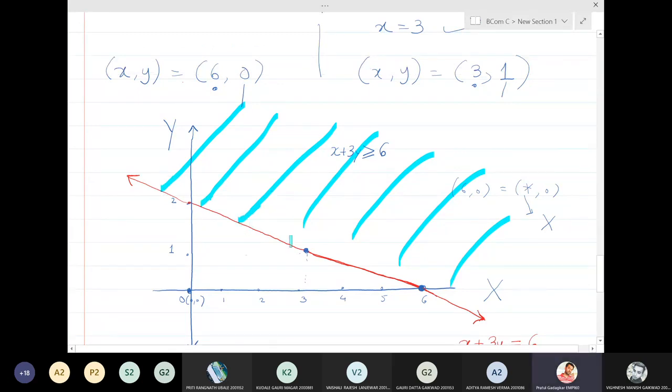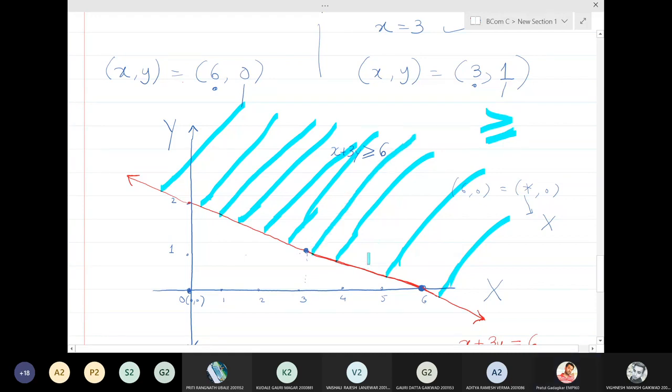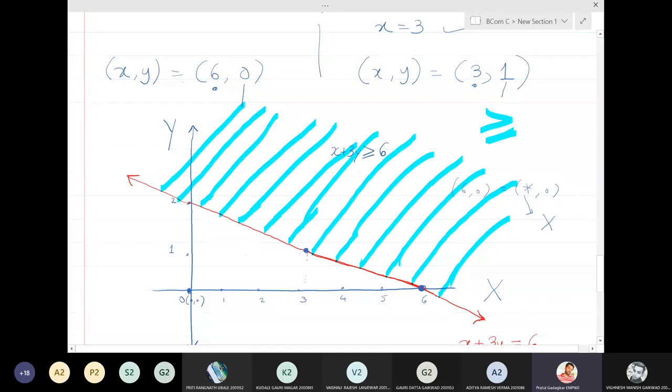In the last lectures, I have told you, when should your shading touch the line? If it is only greater than, then you will not touch the line. But if it is greater than or equal to, then your shading must touch that line. It should not be away like this. It should touch your line. So this is the answer for this particular question.